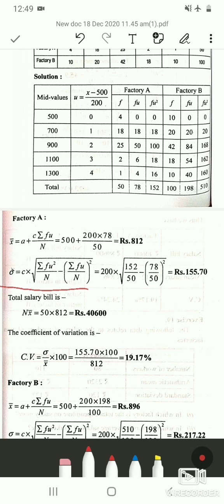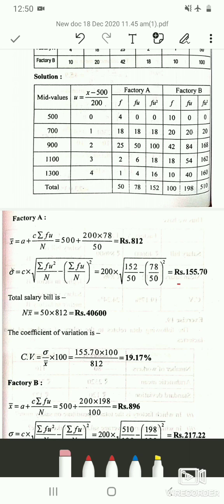So c is 200 and summation fu square for factory A is 152, and we know capital N is 50. So 152 divided by 50 minus 78 divided by 50 whole square, and you have to take square root of it and multiply with c, that is 200. So you will get the standard deviation value as rupees 155.70. So this was for factory A.